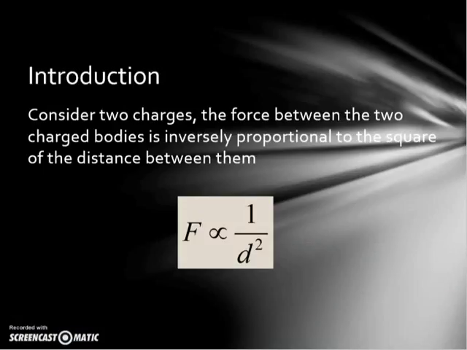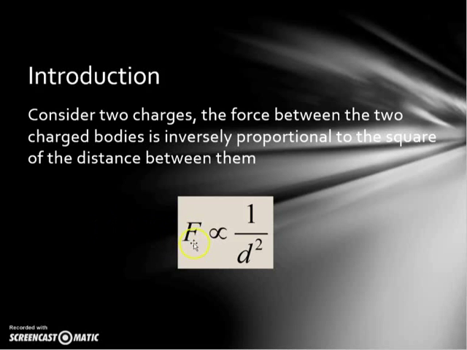So the first thing we're going to have a look at is some work that was discovered in the late 19th century by a guy named Charles Coulomb, and we'll talk about him a fair bit. But some background information, basically if we have two charges, and remember that we covered charges when we looked at electrostatics, that there's a force between two charged bodies, and basically what we say is it's inversely proportional to the square of the distance between them.